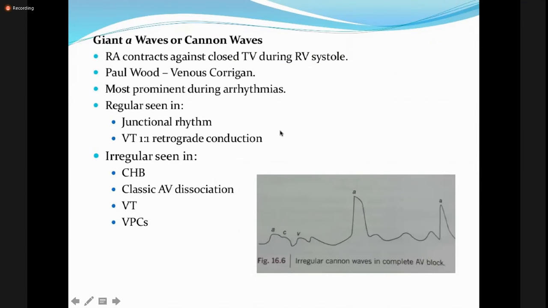When you find a giant A wave, the RA contracts against the closed tricuspid valve during right ventricular systole. What happens? There is a vigorous rise of RA pressure, and that is reflected to the internal jugular vein. You can find it regularly or irregularly. Regular A wave is found in case of junctional rhythm, VT with 1:1 retrograde conduction, and irregularly seen in case of complete heart block, classical AV dissociation, ventricular tachycardia, and frequent ventricular premature contraction.